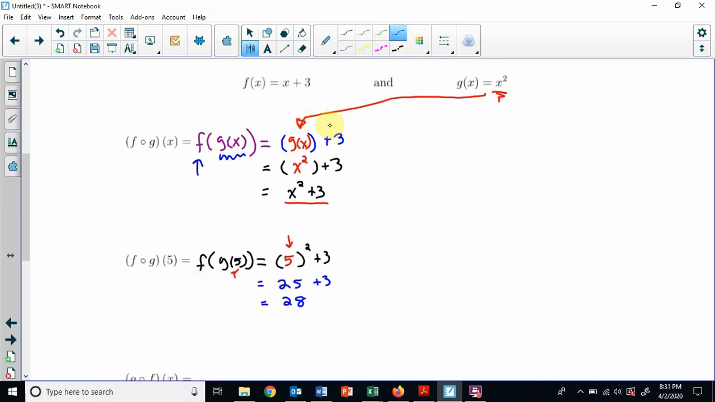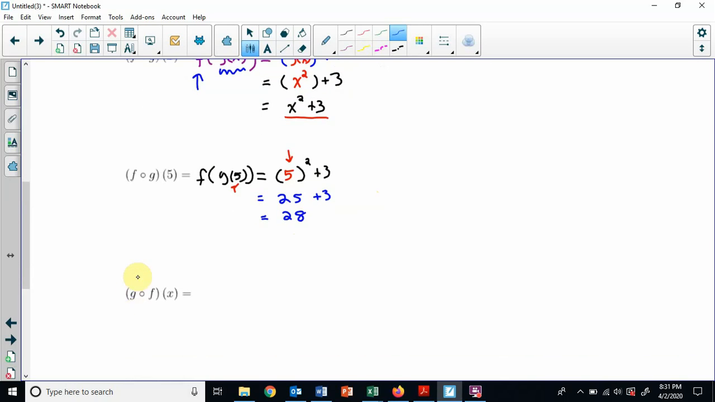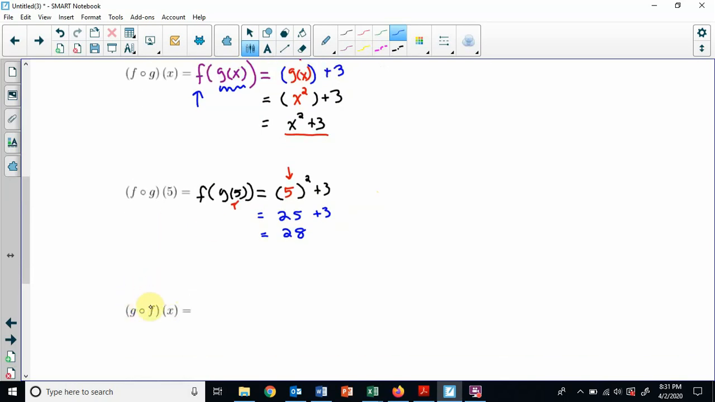Help me remember what these are, because I'm going to scroll past and lose them. X plus 3 and x squared. What if we compose in the other direction, other order? We go g of f of x. So let's write this the non-fancy way. So tell me, what's the outside function here? g. So what was g? It was x squared.